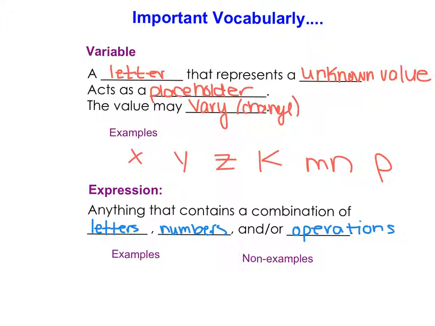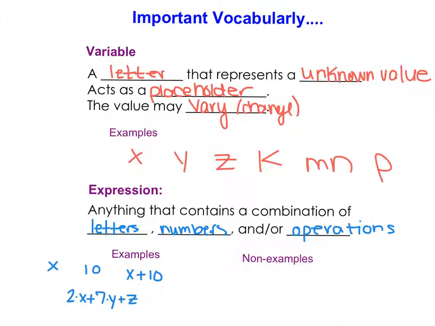So an expression could be a letter, such as X. An expression could be a number, such as 10. An expression could be something that has letters, numbers, and operations, so like X plus 10. We could also have more operations, so say we had 2 times X plus 7 times Y plus Z. Again, that contains letters, numbers, and operations, so it fits the definition of an expression.